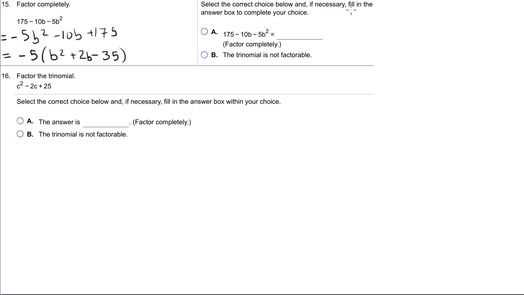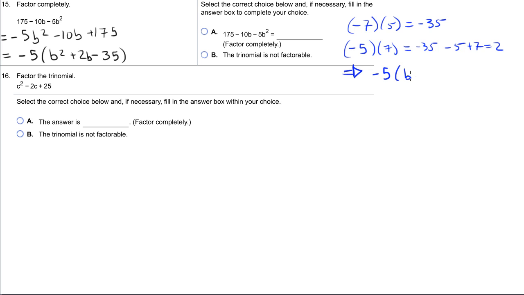Well, negative 7 times a positive 5 is a negative 35, but they sum to negative 2. A negative 5 times 7 is negative 35, and negative 5 plus 7 is a positive 2. This factors into negative 5 times b minus 5 times b plus 7. Great.